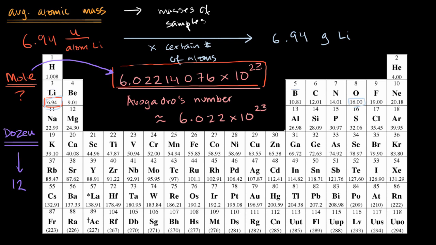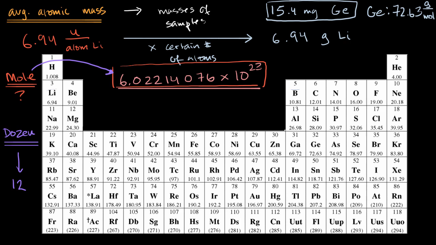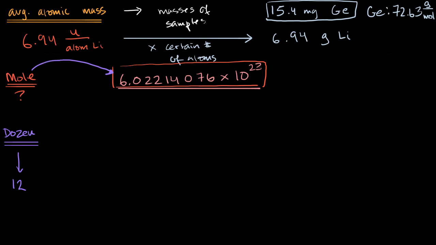Let's say that someone were to walk up to you and say, hey, you, I have a 15.4 milligram sample of germanium. How many atoms of germanium am I dealing with? Pause this video and try to think about that. So let me clear out some space that the periodic table of elements was taking up.